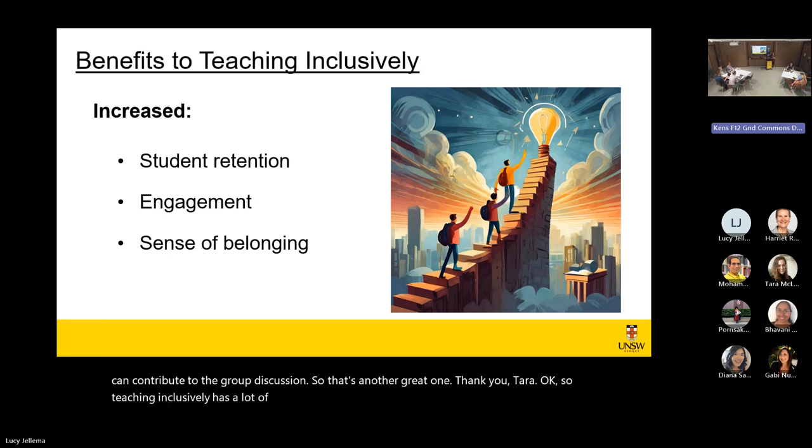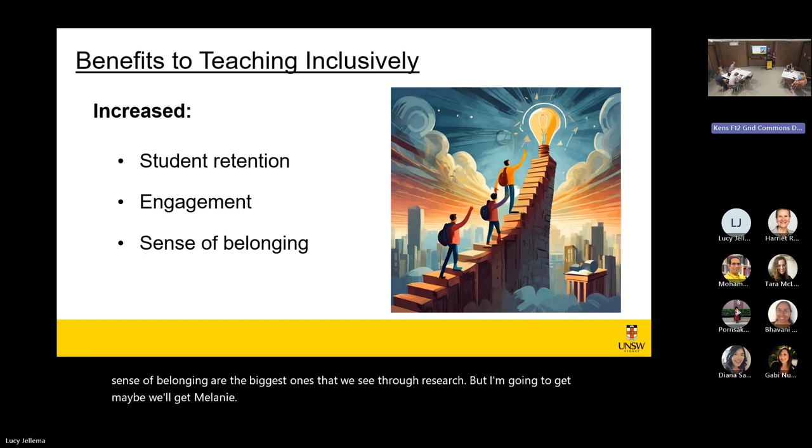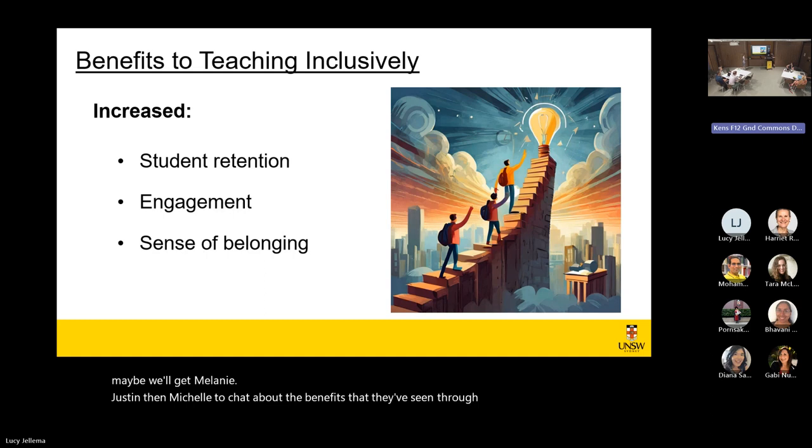Okay, so teaching inclusively has a lot of benefits. Some of these, student retention, engagement, and sense of belonging, are the biggest ones that we see through research. But maybe we'll get Melanie first and then Michelle to chat about the benefits that they've seen through their years of inclusive teaching.